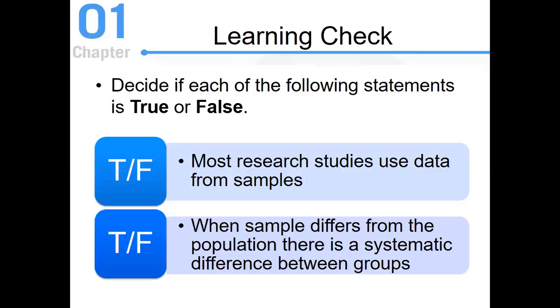Okay, the second one, true or false? When samples differ from the population, there is a systematic difference between groups. Okay, think back to the visual we just went through. We had the two different samples. One group read the physical textbook, the other group read the online textbook. There was a 4-point difference between their test scores on average. Does that mean that there's a systematic difference between groups?